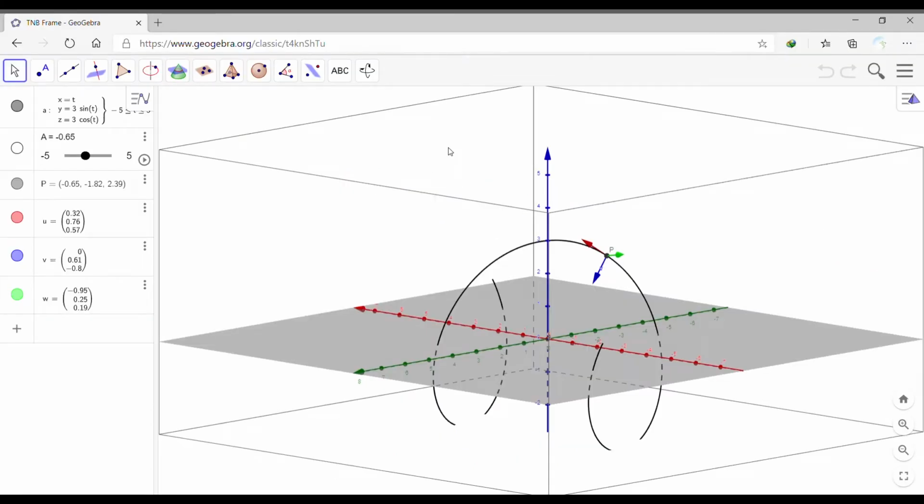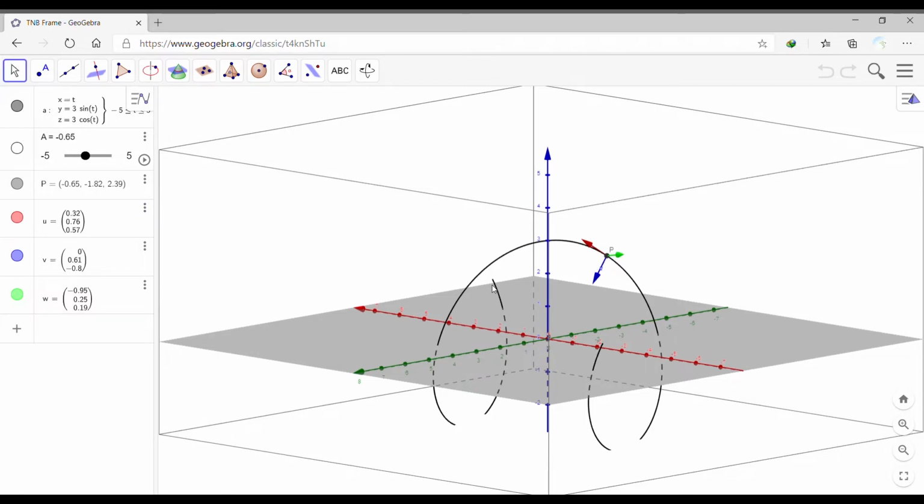Now consider the GeoGebra window. You consider the curve R of t to be this curve. Then you can see the TNB frame. So these are the three vectors. This is the tangent vector T and this is the normal vector N and this will be the binormal at P.